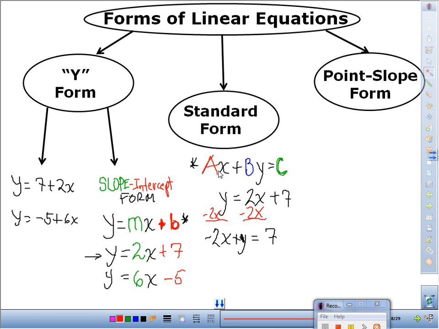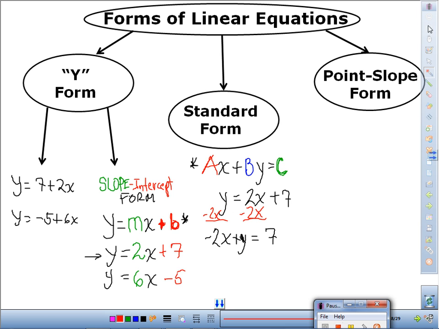Now, with that said, everybody look up. If I was to ask you, look at here, where is A at? A is the coefficient of what? So what is A in this equation? Negative 2. What is B in this equation? And what is C in this equation? 7. Everybody see that? Okay. So this is standard form.